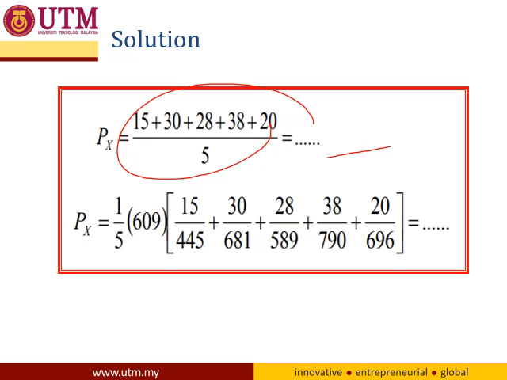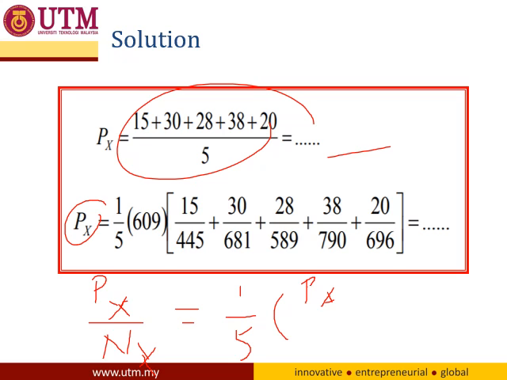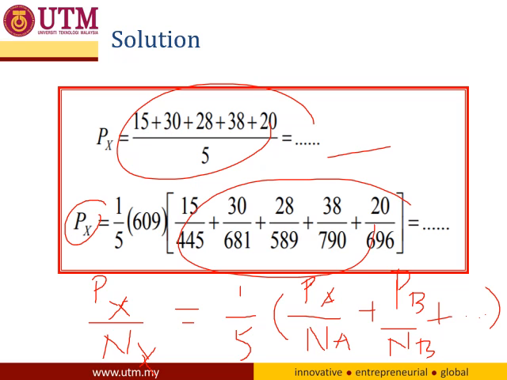For example, you want to find PX. PX over NX equals one over the number of stations, times the sum of the terms. Remember, you have PA, the storm event rainfall from station A, and the annual average of station A, plus the storm rainfall event at station B and the annual average of station B, and so on. So that is how you get this. So you can get the answer for the normal ratio method.